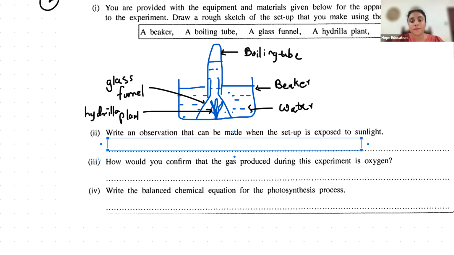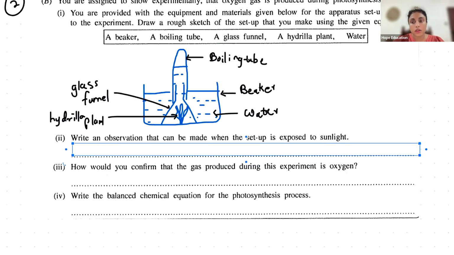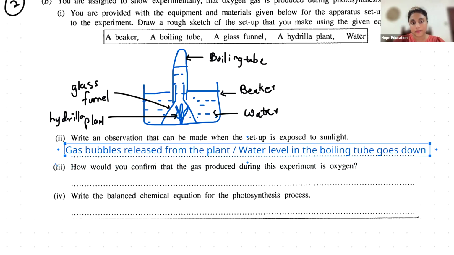Or we can see the water level in the boiling tube goes down. So mainly these are the observations that we can take.